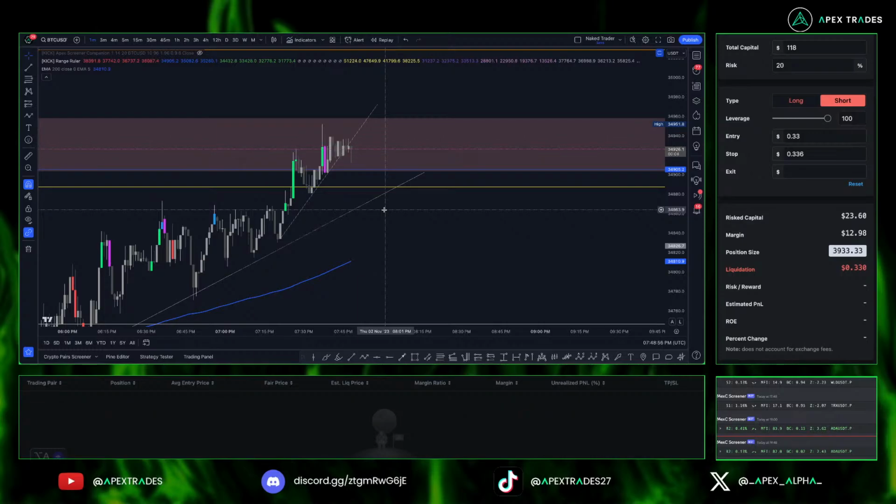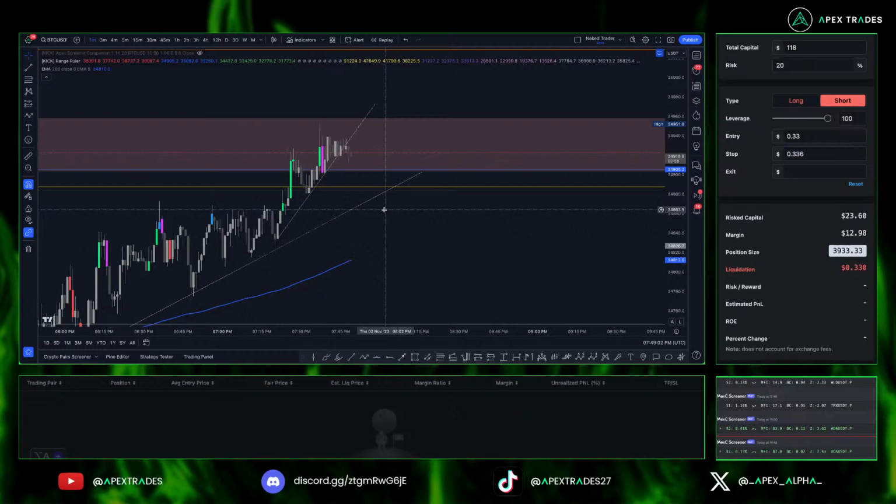Absolutely chopped up. Just shows you how strong the buys are right now. That's what I was looking for. Let's see, a nice big up candle.